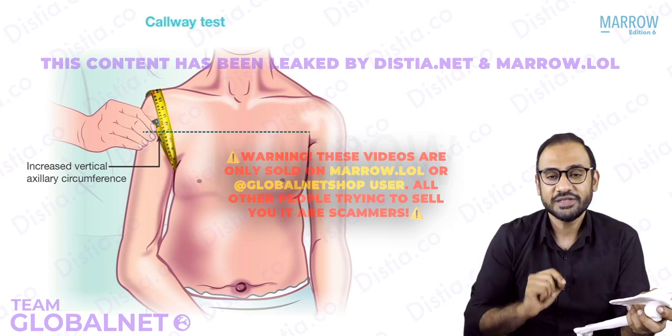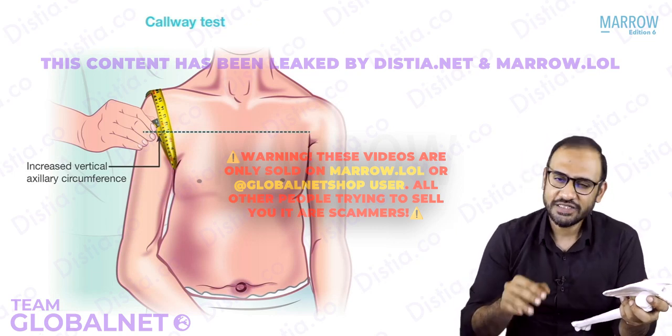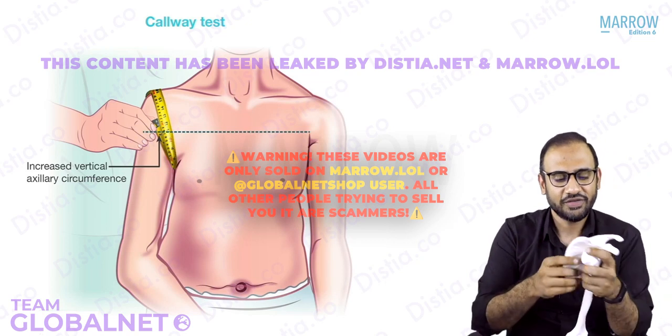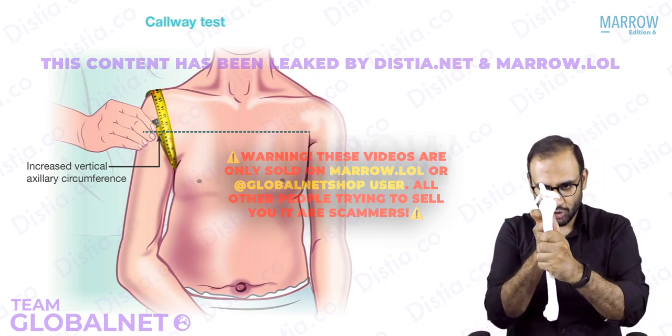Okay. Then there is something known as Callaway's test. Callaway's test and Bryant's test are similar in a way. In Callaway's test, what happens? The shoulder dislocates, right?